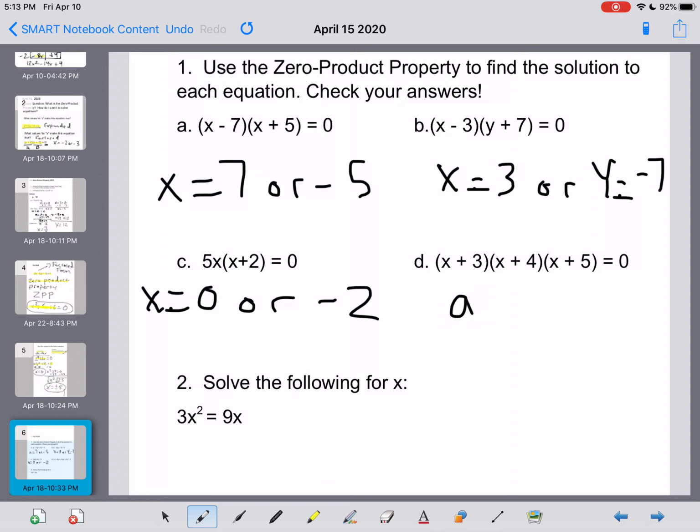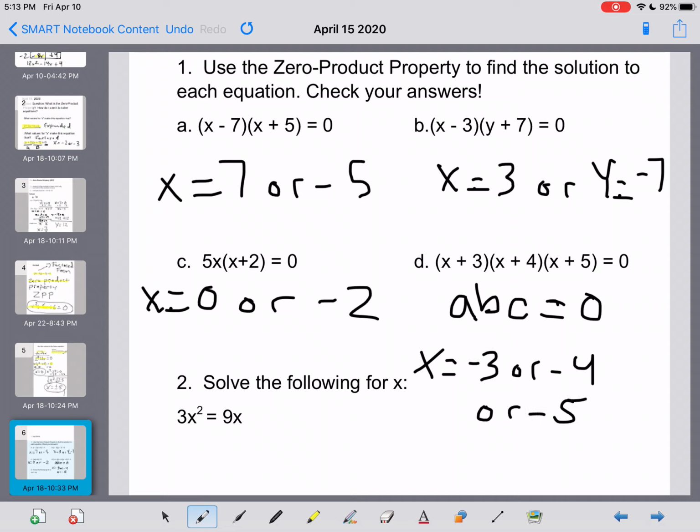And D, notice, now we have this. Let's rewrite this because this one's interesting. We have A times B times C equals 0. A little bit different, but if either A, B, or C is 0, then you're going to have a product of 0. So what we do is we solve each one equal to 0. So X could be -3 or -4 or -5. Because if any of these numbers were the solution, it would make one of these factors 0, and then we'd have a product of 0.